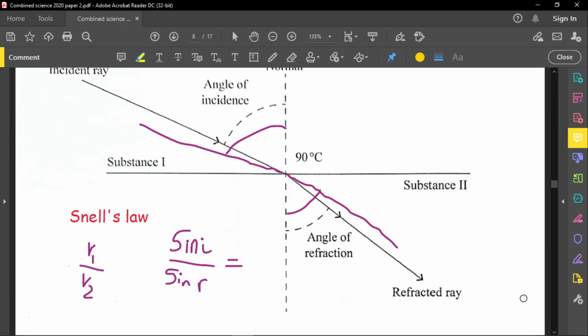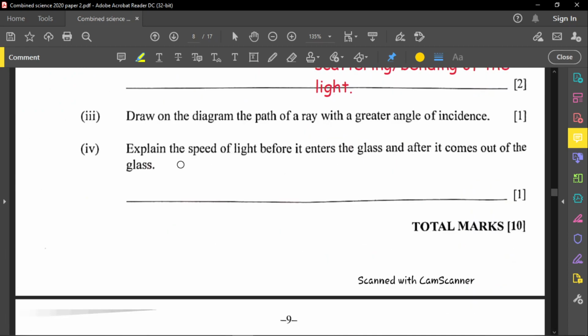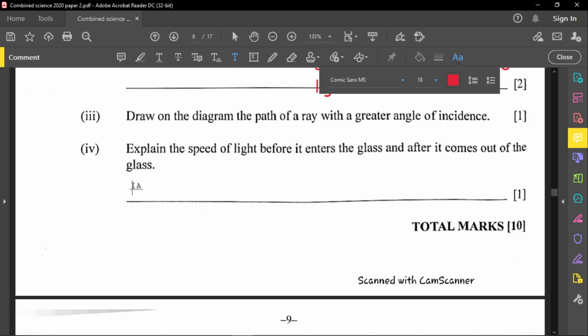Now let's jump to the next part of the question, which is the last part of the question. It is to explain the speed of light before it enters the glass, after it enters the glass, and after it comes out of the glass. So what about when it's entering? What about when it comes out of the glass? The point to note is that they are the same. The first thing I'm going to talk about is that they are the same, and there's a reason why. Because it is entering and leaving, that means it's the same medium. So just to put a note on this, it is the same.